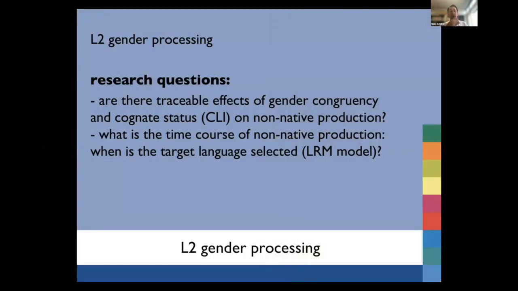So here comes a study about second language gender processing. And here are the research questions. So this is work by my former PhD candidate, Sarah von Grebner. And what Sarah was looking at was whether there are traceable effects of gender congruency and also cognate status on non-native production, and what the time course of non-native production is, and especially when the target language would be selected in second language processing.